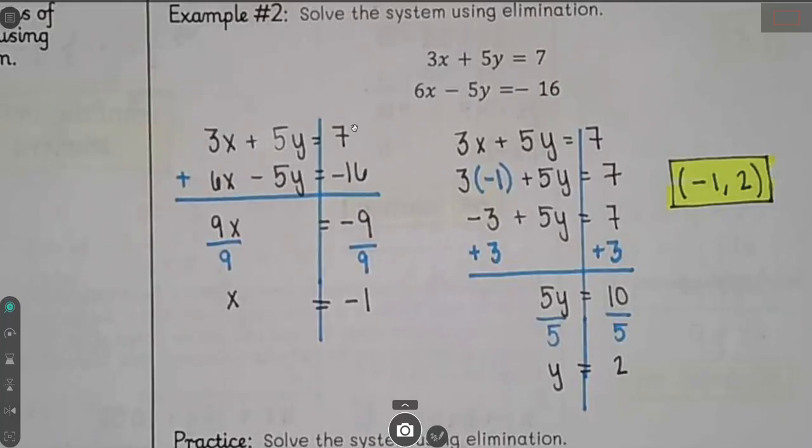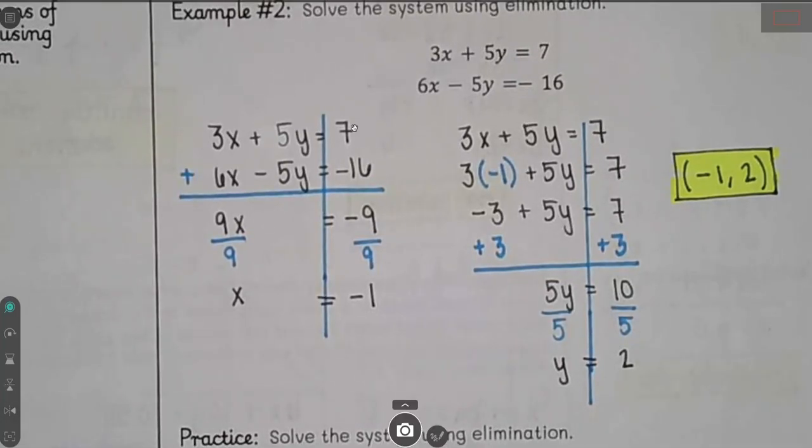Are there any questions? Do you guys feel like you could solve one like this? Yeah? Okay. I'm going to get you guys started. Does anyone need a little more time to copy this down?